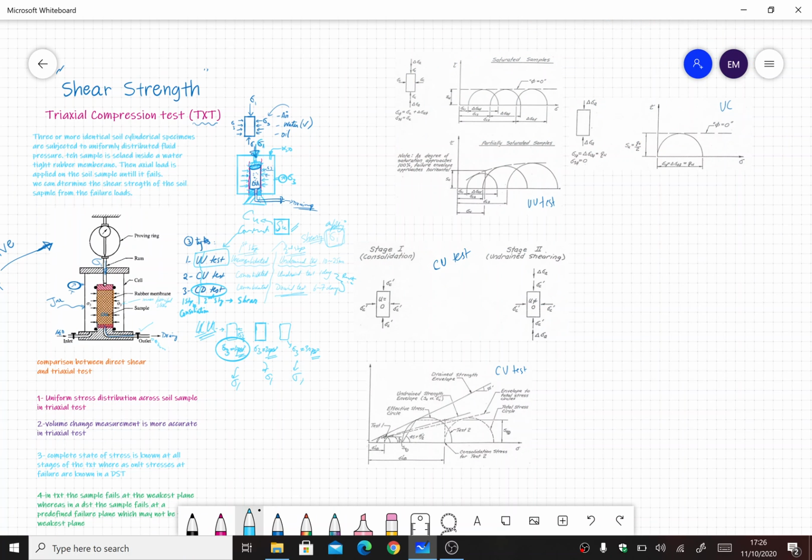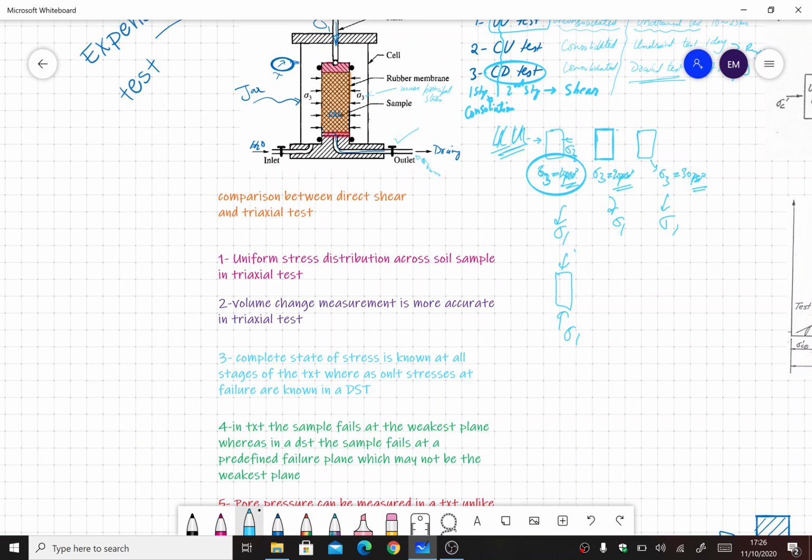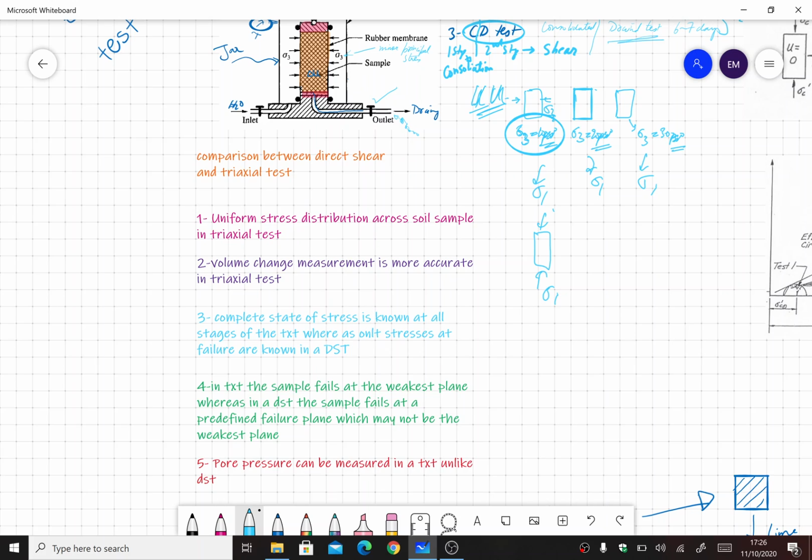We'll come to detail in a while, but before that let's have a little roundup with the last lecture where we did the direct shear test. So here is a little comparison: if we compare the triaxial testing with the direct shear test. In the triaxial test we have this situation: sigma 1 and sigma 3 from the sides.